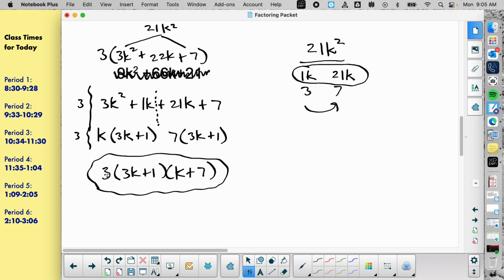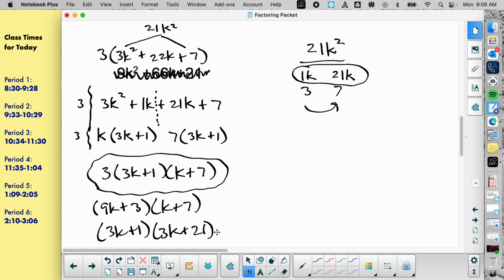Now here's what I want to emphasize. Did anybody do the problem with the 66 or the 189? If you did, your answer is either going to be 9k plus 3 times k plus 7, or 3k plus 1 times 3k plus 21. And those would be considered correct as well. It's an extremely annoying fact, but that's kind of how it works.